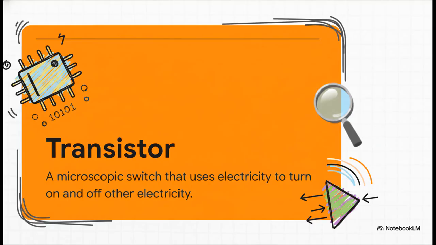So what the heck is a transistor? Well, at its core, it's just a switch. A really, really microscopically tiny switch, but it's a special kind of switch. Instead of flipping it with your finger, you use a tiny pulse of electricity to turn it on or off. And get this, that tiny electrical pulse then controls a much stronger flow of electricity. It's literally a switch controlled by electricity itself.